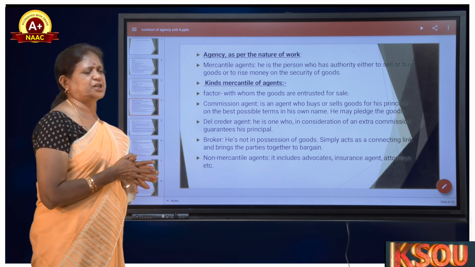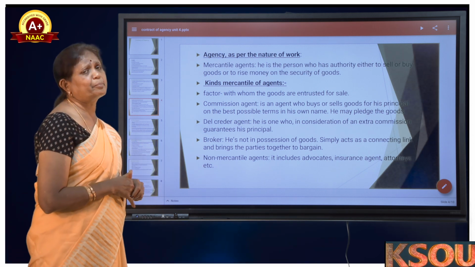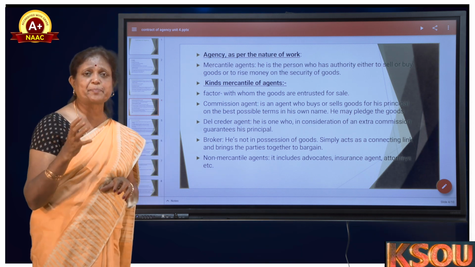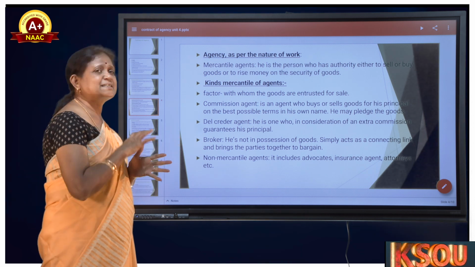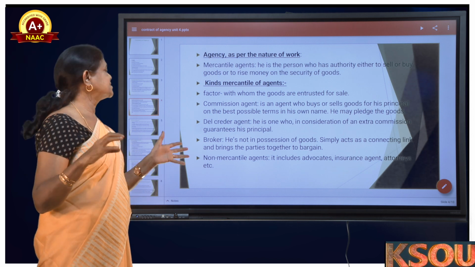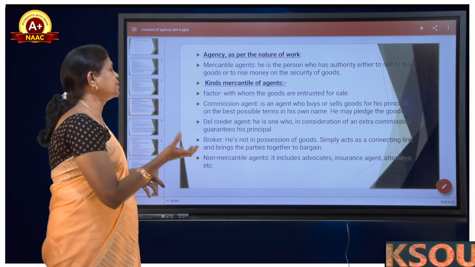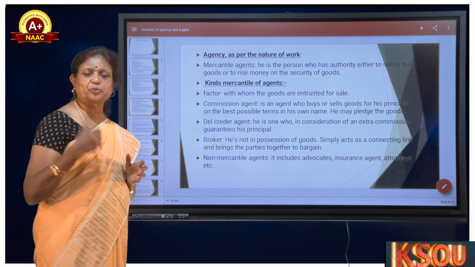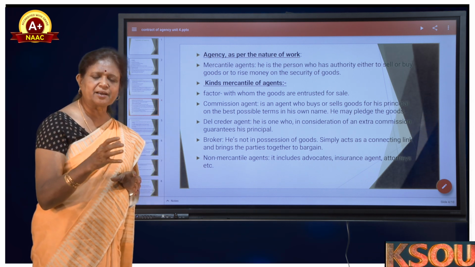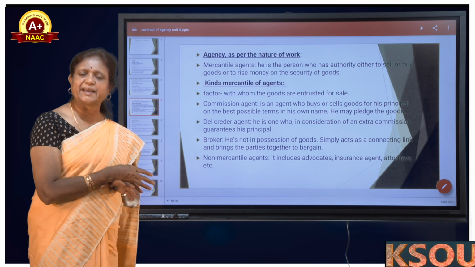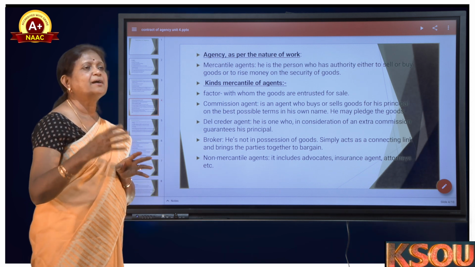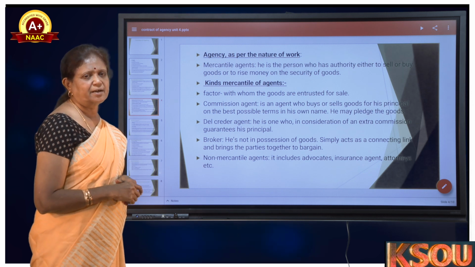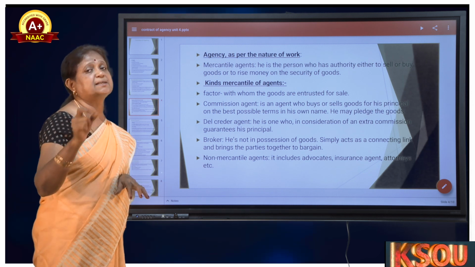respect to any transaction. Then the non-mercantile agent. He is not dealing with any sale or purchase of property, but only with non-business matters such as advocacy, or it may be insurance. So an advocate is also considered to be an agent. He is an agent with respect to his client, and he represents him in dealing with the court. Similarly, an insurance agent is a middleman with respect to insurance and the third parties.